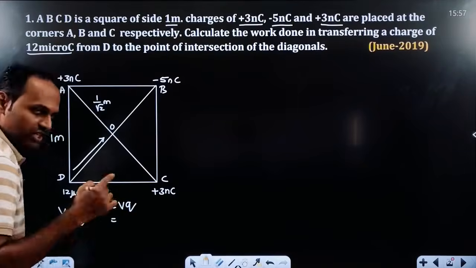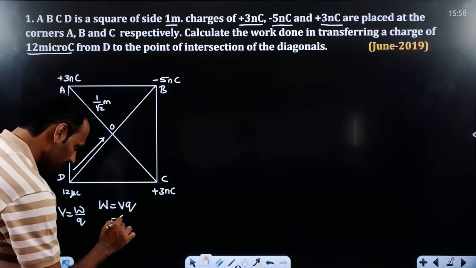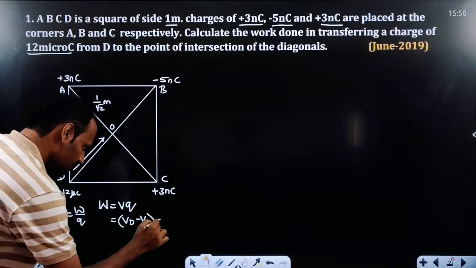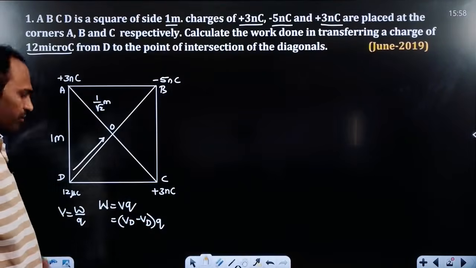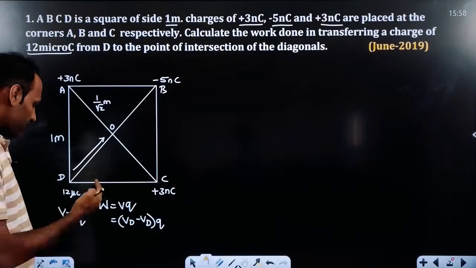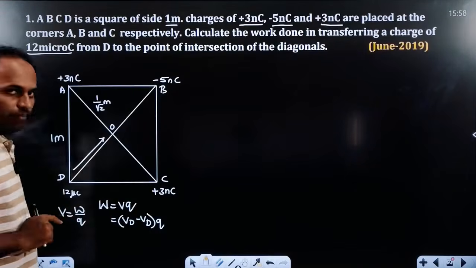Here V means potential difference. Potential difference means it is the difference in potential between the points in between which you are moving the charge. From where to where we are moving the charge? We are moving the charge from D to O, right?